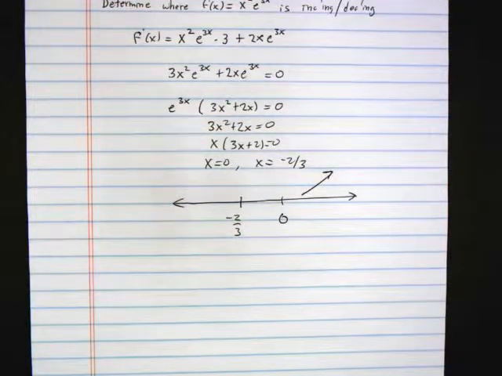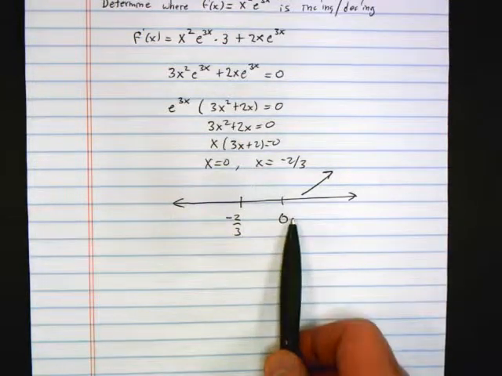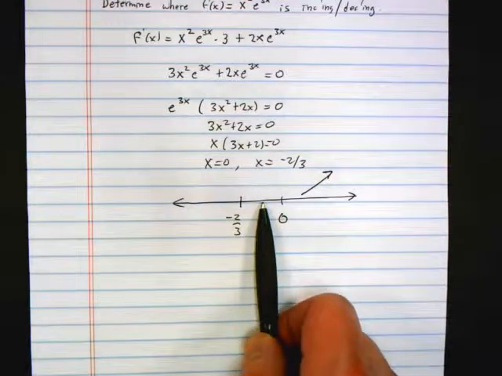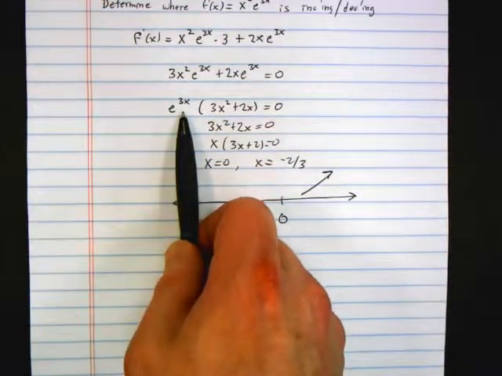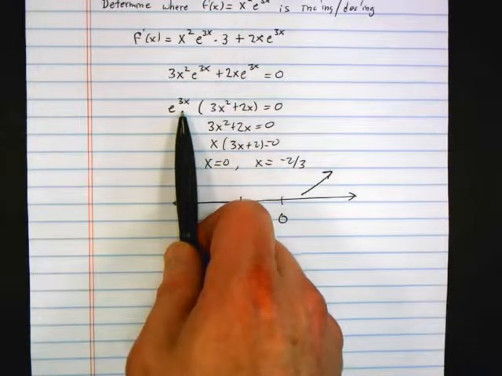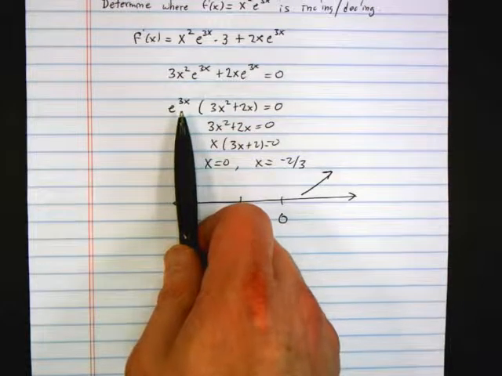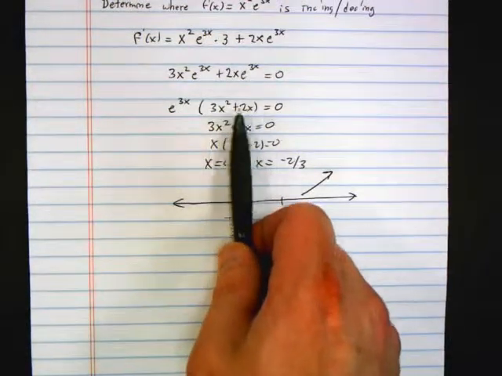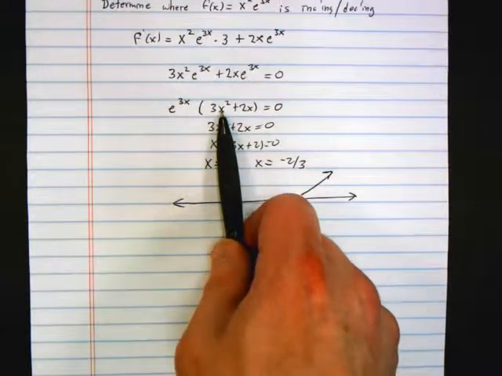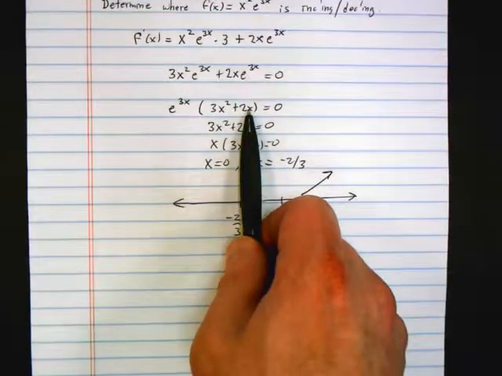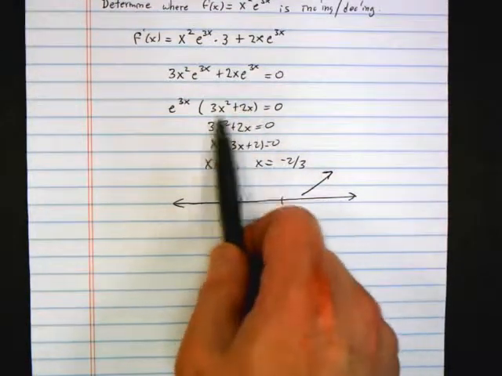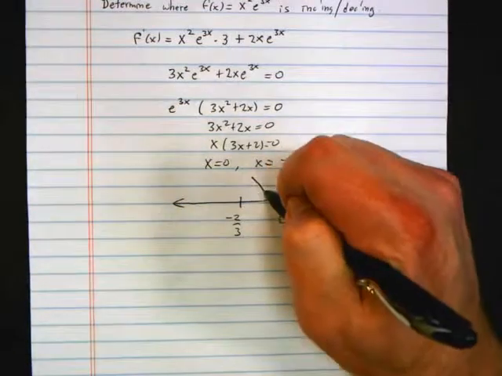I pick my favorite number in between negative 2/3 and 0. Negative 1/3? Negative 1/3 would be in between negative 2/3 and 0, halfway in between, in fact. What happens when I plug negative 1/3 into that e thing? It's going to be positive. That's all I really need to know. This e thing is always positive. I plug negative 1/3 into here. I'm going to have 3 times 1/9, that's a third, and then plus negative 2/3. A third plus negative 2/3 is negative. So I've got negative times positive. That's negative.